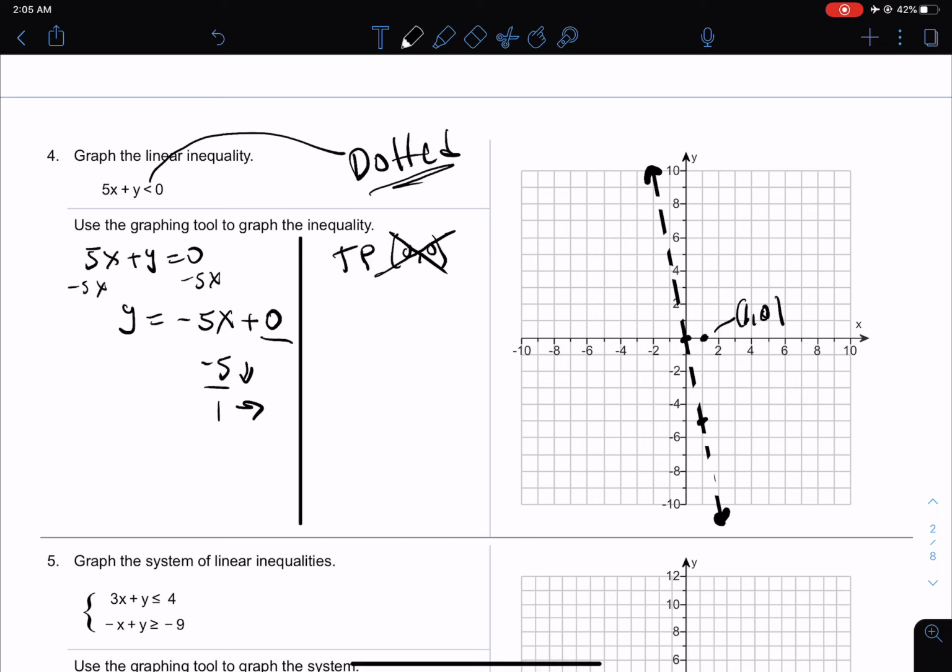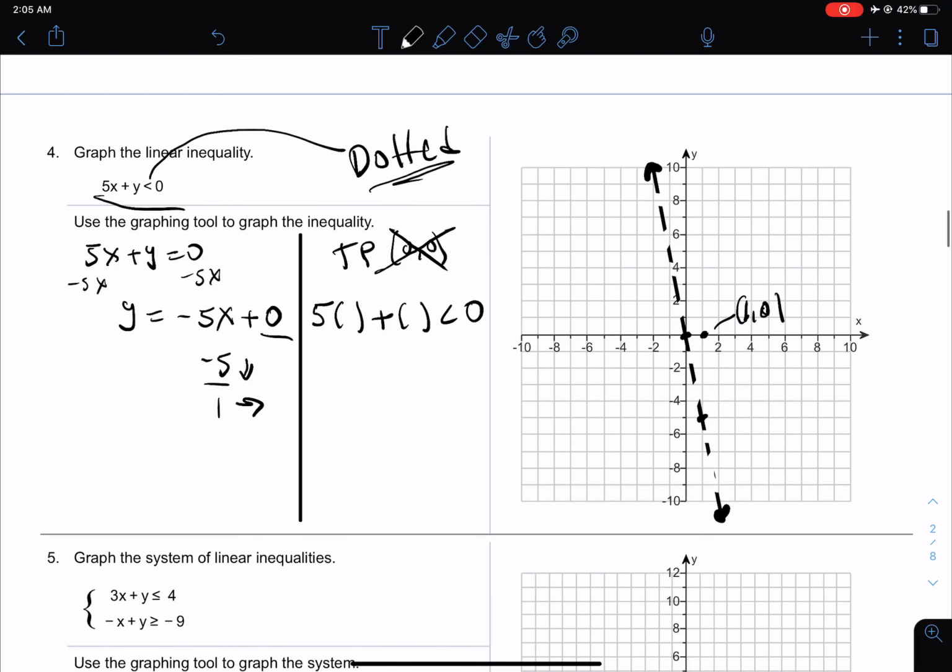So what was our original inequality? It was 5 times x, I'm just copying this, plus y is less than 0. So now I'm not using 0, 0. Let me get that out of there. So I need the space this time. So I'm going to use 1, 0. So I put in a 1 for x and a 0 for y, and I get 5 times 1 is 5. Is 5 less than 0? Is that true or false?